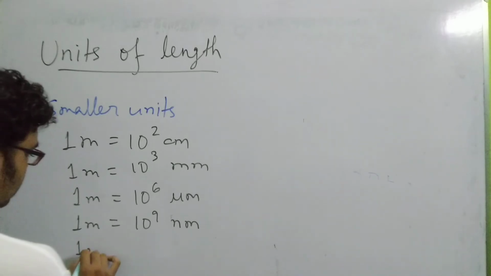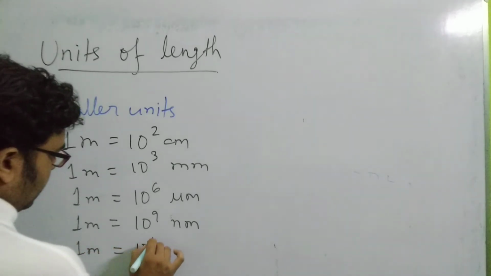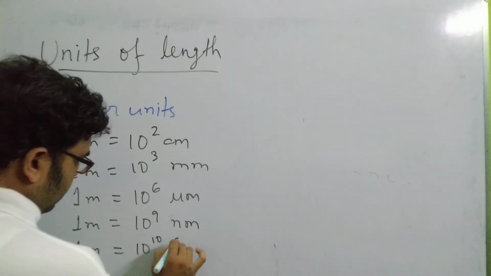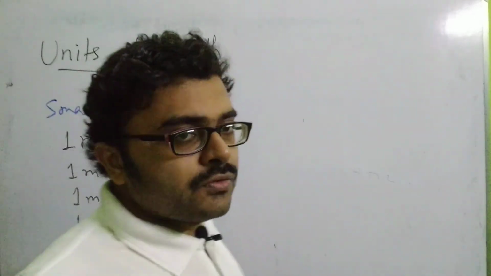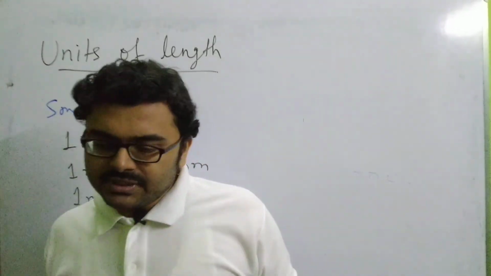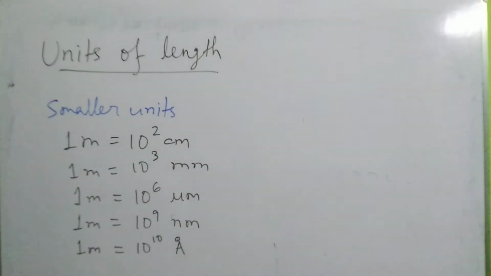So 1 meter is equal to 10 to the power 10 angstrom. Angstrom is denoted like this: you write a letter A with a small circle on its top. These are the smaller units of meter that you can use to state the length of small objects.